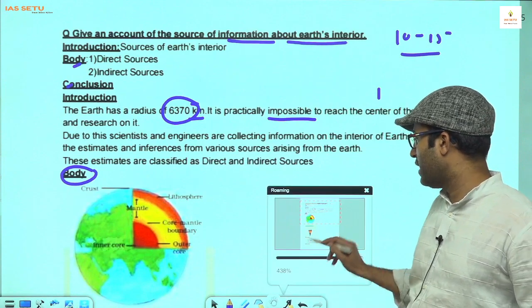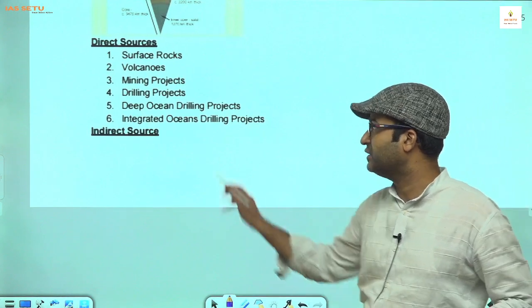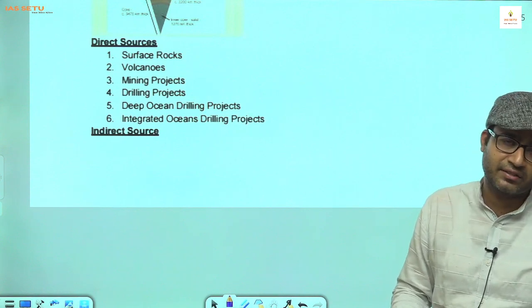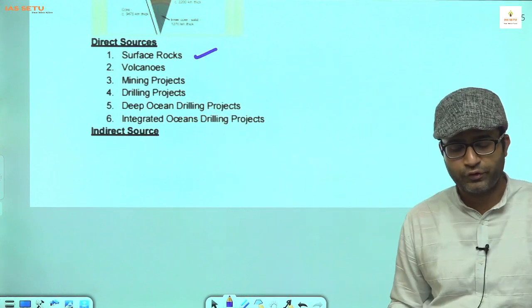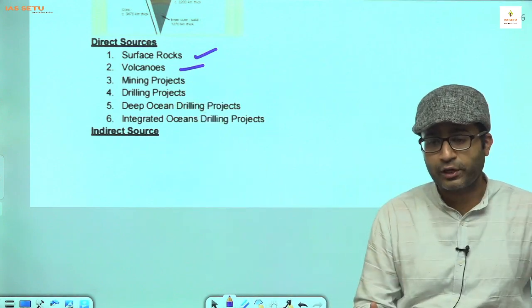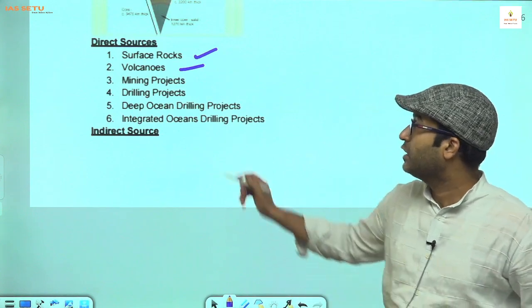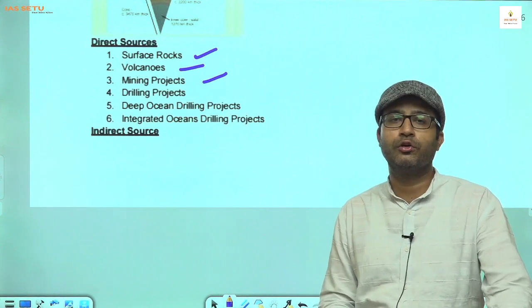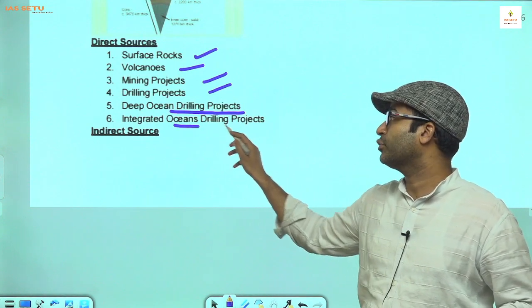Now for the body of the answer, diagram I will talk later on, but for the body, you have to mention direct sources and indirect sources. For direct sources, there are 5-6 where you can write some information. Like surface rocks: if we study surface rocks, we can have an idea about the interior rocks. Volcanism, because in volcanism we have magma coming on the surface, that gives an idea about the interior of the Earth. Then mining projects, where we go a few kilometers into the interior of the Earth, drilling projects, deep ocean drilling project, integrated ocean drilling project.